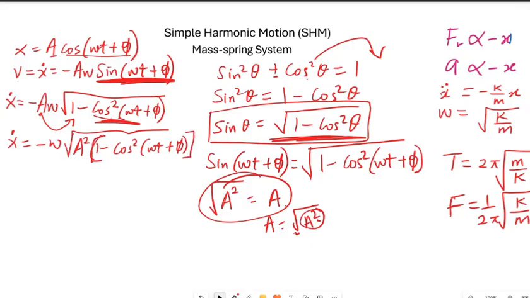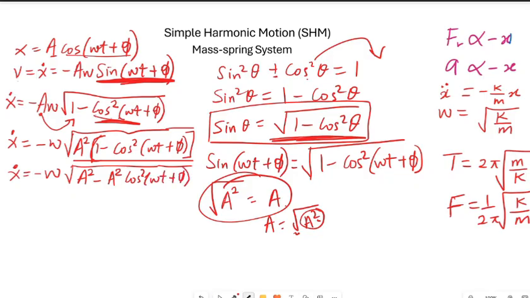All right, now since we have this, we can multiply through by a. So I can say my x dot, which is our velocity rather, is equal to a squared minus a squared cos squared omega t plus phi. Then I can bring out this square, so x dot equals minus omega square root of a squared minus a cos omega t plus phi, all squared. It's the same thing: a squared is a squared, omega t squared, and cos omega t is still squared.